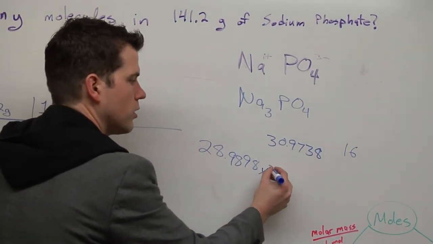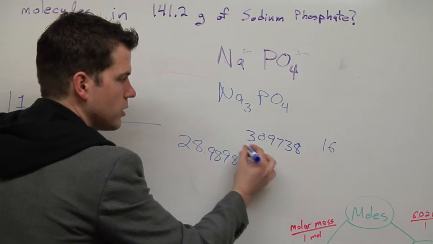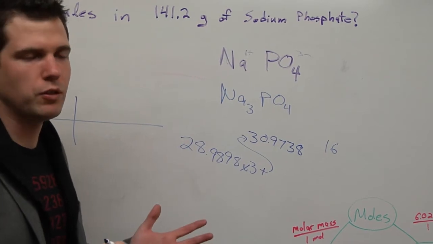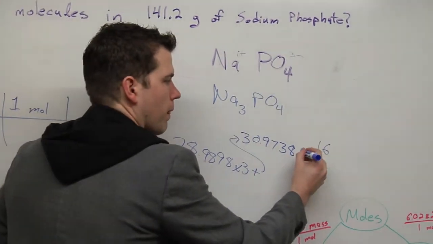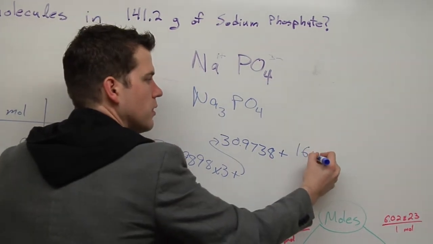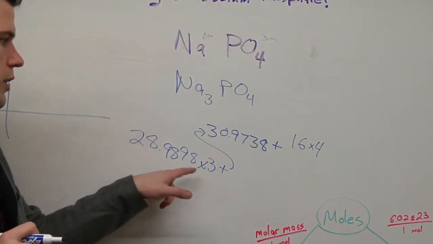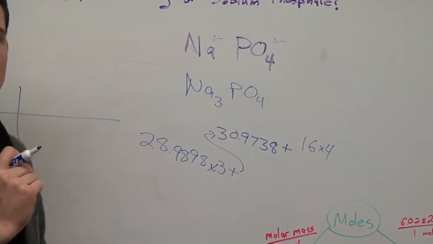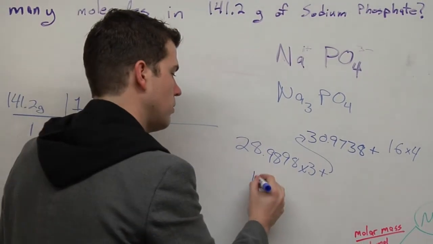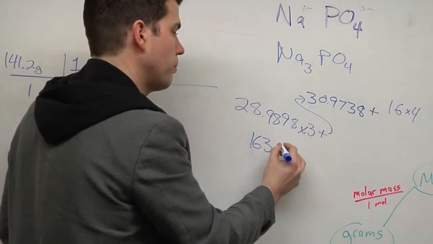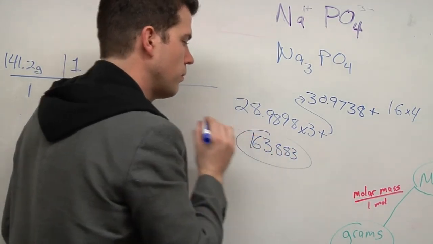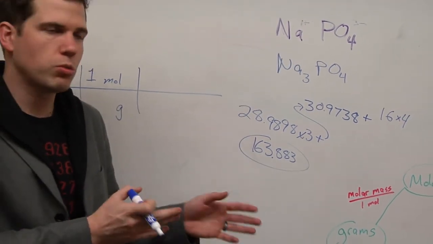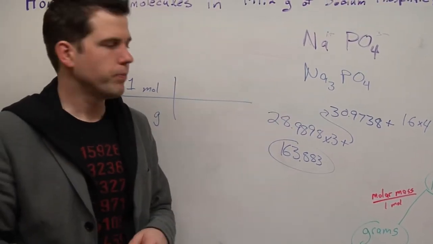28.9898 times 3 plus 30.9738. You don't need the times 1, but if you feel like it, be my guest. Plus 16 times 4. The times comes from the subscripts. So after you enter this whole mess, press enter once, and you should get 163.883. Now, yeah, there might be some more numbers, and I said that I was going to keep 4 decimal places, but now I only went to 3. Okay, I think it'll be all right.